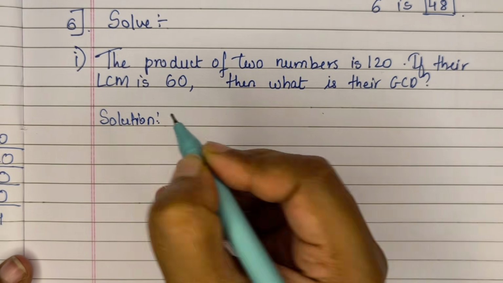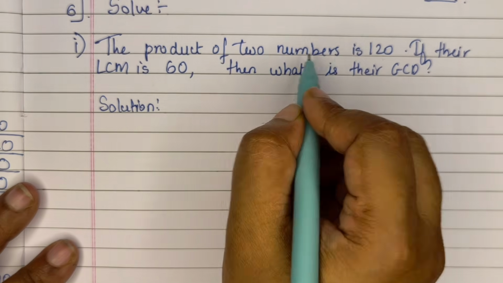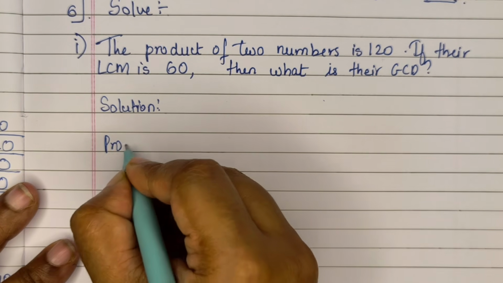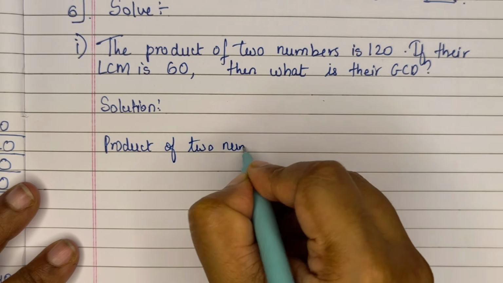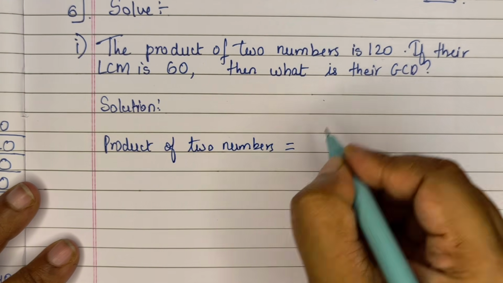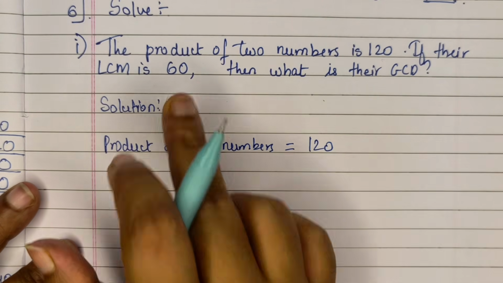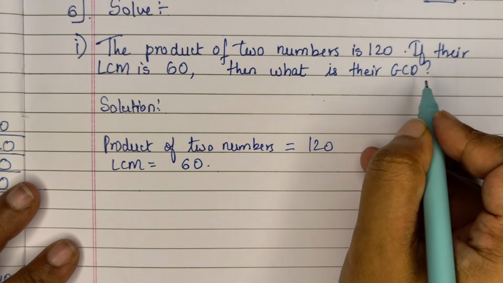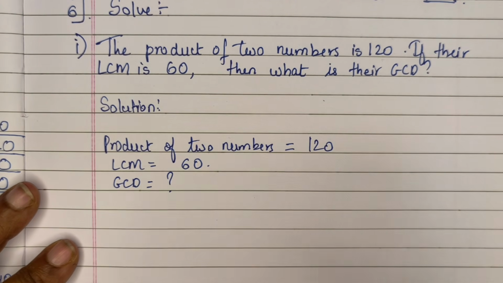Solution. What you will do is first write whatever is given. Product of two numbers is given, right? So write product of two numbers is equal to 120. LCM is 60, so write LCM is equal to 60. What is their GCD? We don't know, so GCD is equal to question mark.